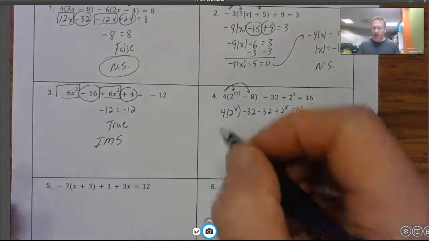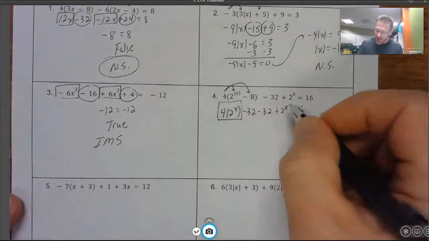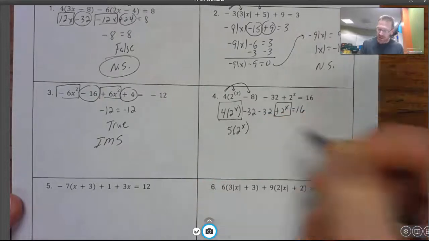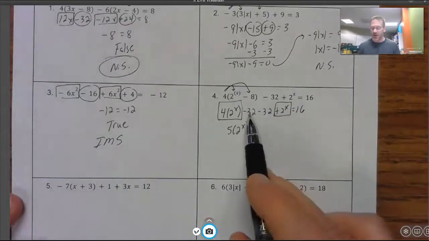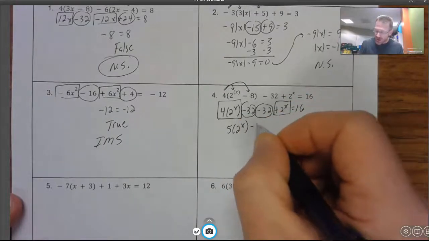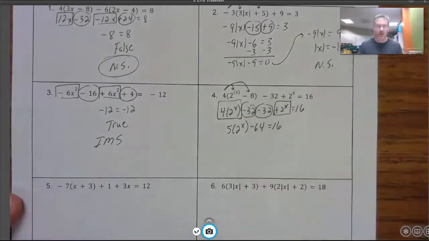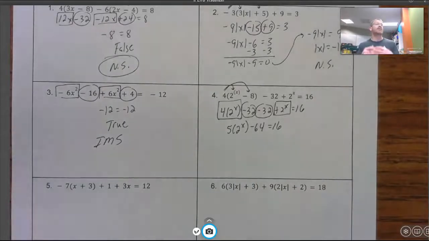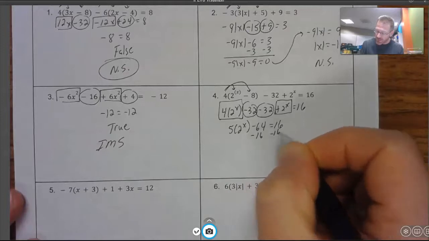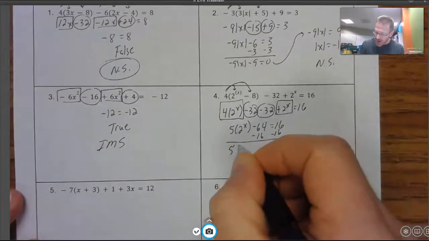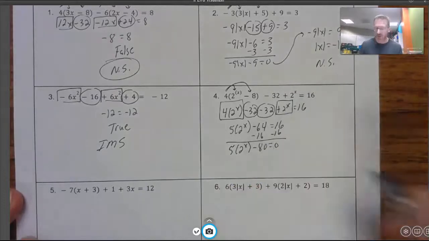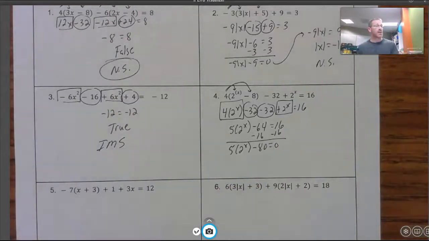Now I have like terms. I have 4 times 2 to the x here plus 2 to the x here. So that would be 5 times 2 to the x. Minus 32, minus 32, like terms, that would be minus 64 is equal to 16. Now, I have to get it equal to 0. So I'm going to subtract 16 from both sides. So 5 times 2 to the x minus 80 is equal to 0. Now I can use my 0 property.